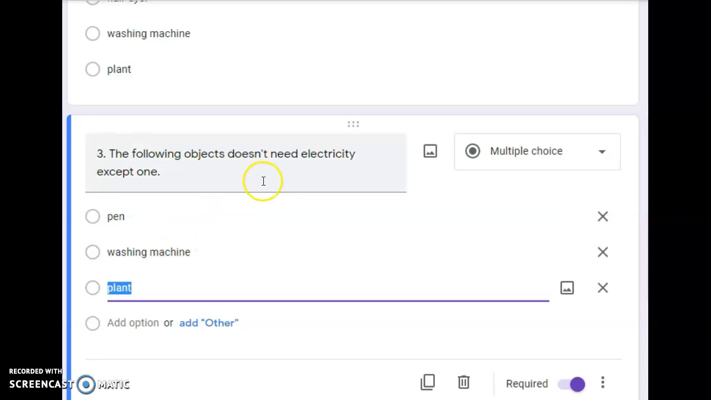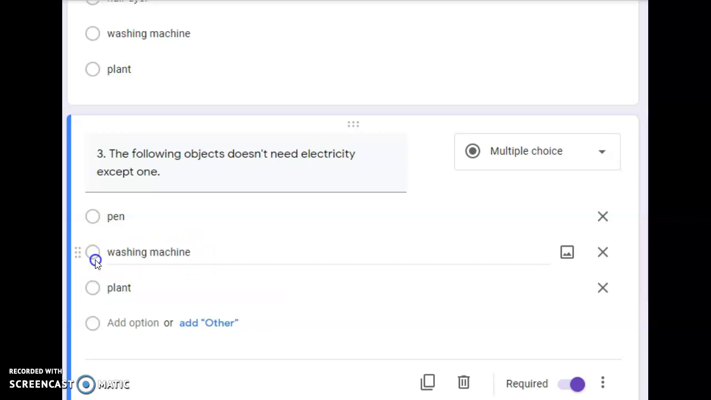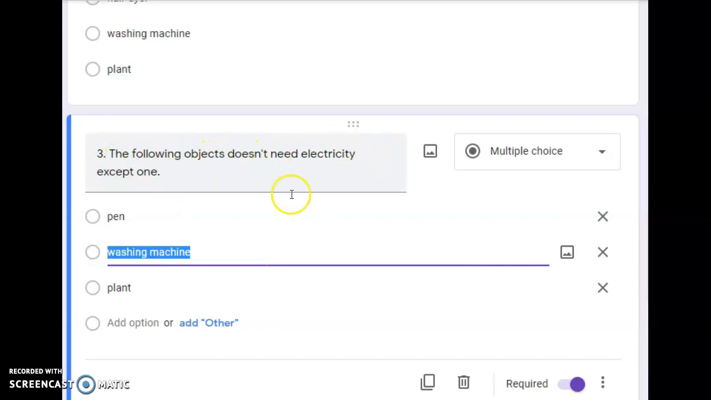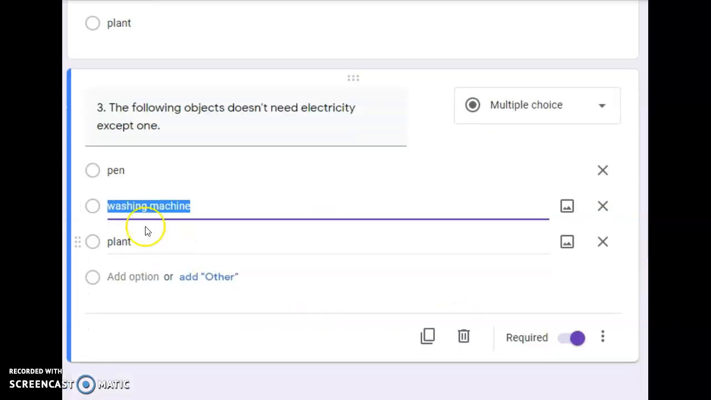So the following objects are things that don't need electricity, right? Except 1. So pen does not need electricity. Check. Washing machine doesn't need electricity. How about plant? Oh, sorry. Washing machine needs electricity. So the answer is washing machine, right? Because it says the following objects don't need electricity. So pen doesn't need electricity. Plant doesn't need electricity. So except one, washing machine needs electricity. So it's like which one does not belong. So the answer here is washing machine.